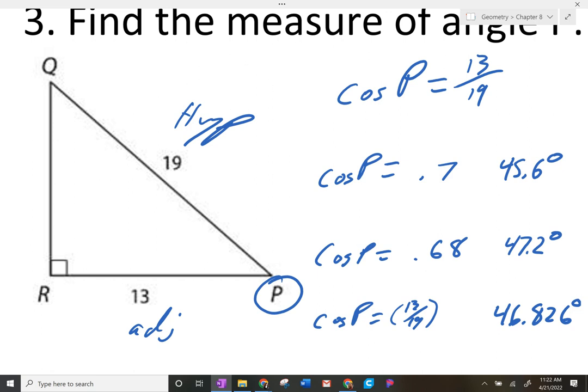Numbers 3 through 8, you're just going to put those in the calculator. That's all you're doing, just punch it in the calculator. Numbers 9 through 11, those are the ones that we did in the first half of the lesson today. Numbers 12 through 14, that's what we finished off the day with. So numbers 9 through 11 will be regular sine, cosine, tangent. Numbers 12, 13, and 14 will be the inverse: sine inverse, cosine inverse, tangent inverse. Okay?